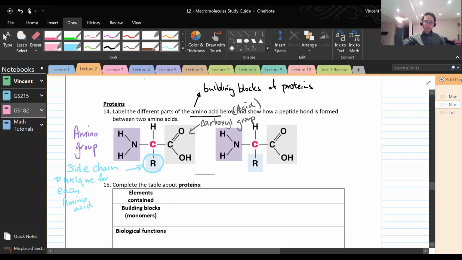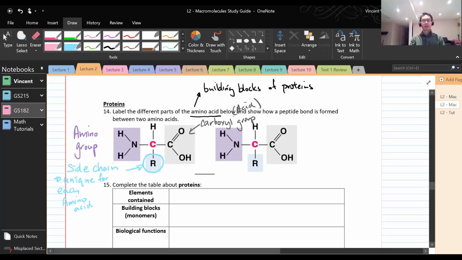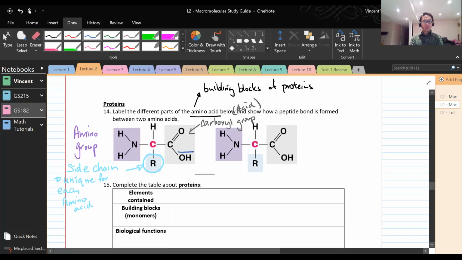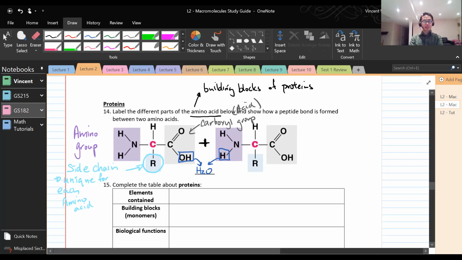Just like everything else we talked about so far, we can take the monomers and link them together to form polymers. And we link them together by removing a water molecule. So what are we going to do here? Pay attention. We're going to take away the OH from the carboxyl group, and we're going to take away an H from the amino group. And they're going to come out, and we will have H2O. So if you add these two things together, you can remove a water molecule to connect them together.